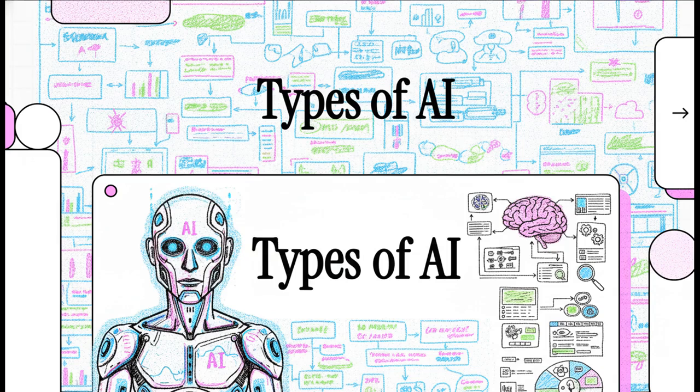So in this explainer, we're definitely not looking at Hollywood scripts. Instead, we're going to explore the actual real-world academic map of artificial intelligence. Think of this as your personal guide to understanding exactly what AI is right now and what it might actually become tomorrow. Let's get into it.